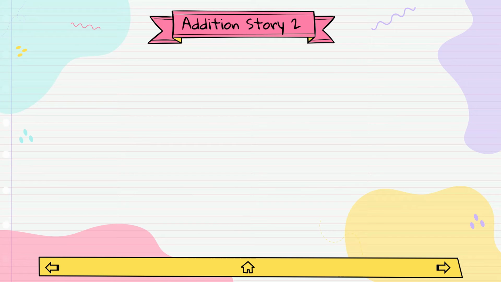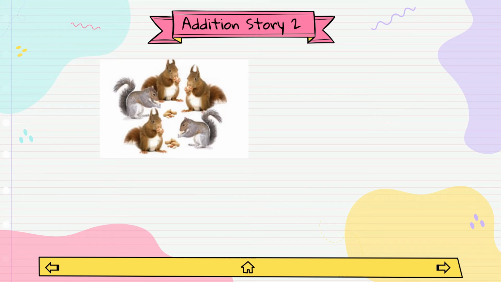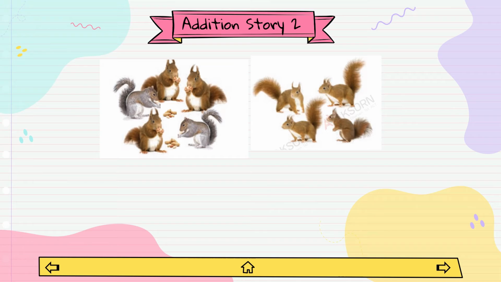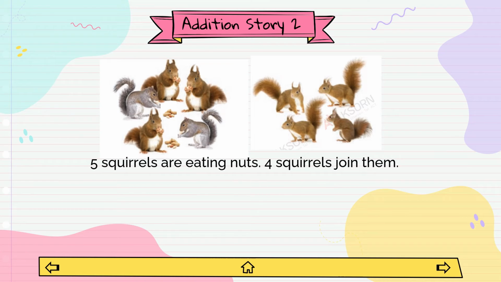Okay, here is another example of an addition story, but we're going to use a picture. So we have 1, 2, 3, 4, 5 squirrels eating nuts. We're going to make a story based on the picture you are seeing. 4 squirrels joined them. So let's put it in sentences. 5 squirrels are eating nuts. 4 squirrels joined them. So what will be our question?